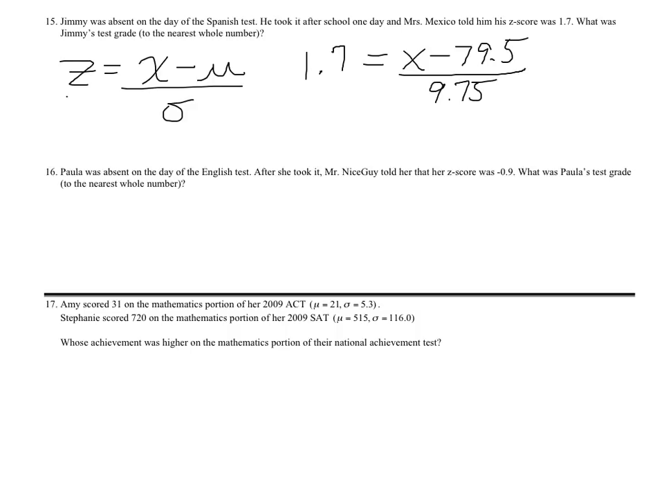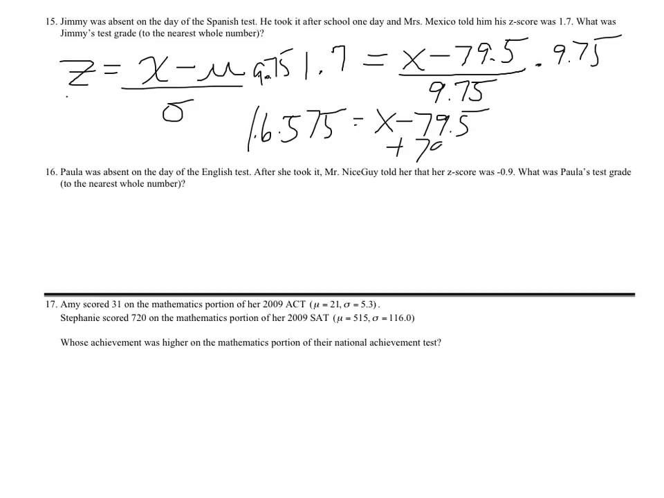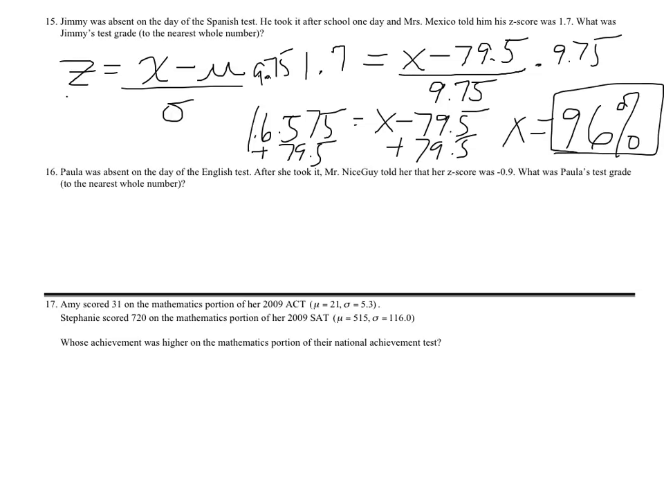So let's go ahead and figure out his score. All we have to do now is solve this equation for x. So multiply both sides by 9.75. And when you do that, you should get 16.575 equals x minus 79.5, and then add 79.5 to both sides. And when you do, you're going to get that x is equal to 96.075, which we're rounding to the nearest whole number. And so Jimmy got 96% on that test. Good job, Jimmy.